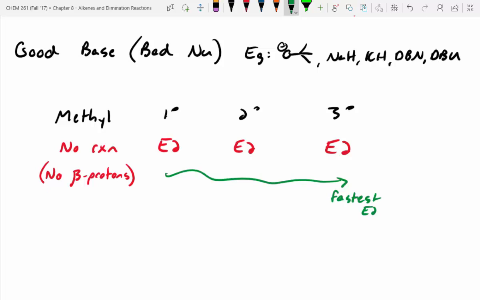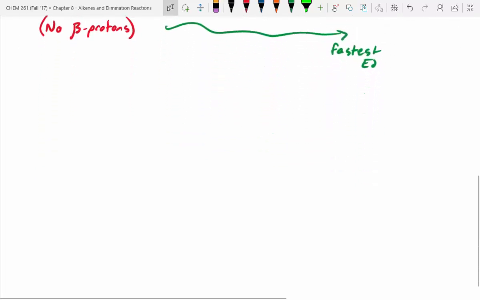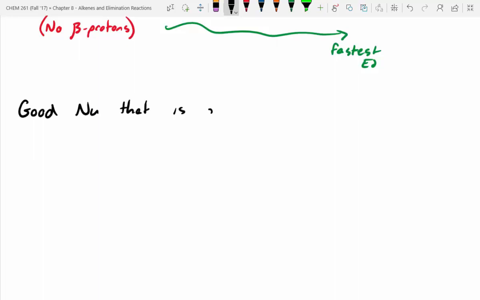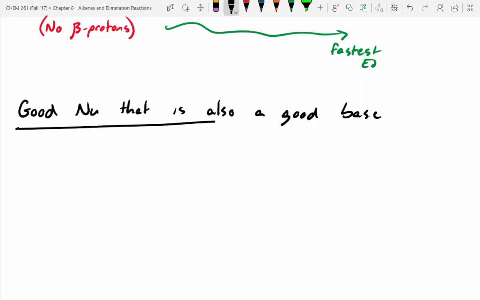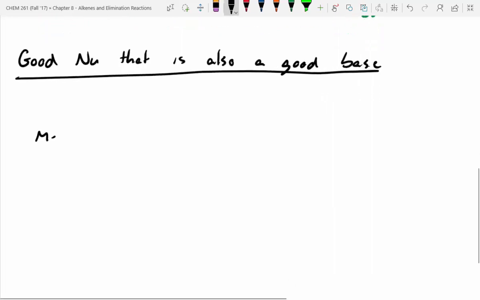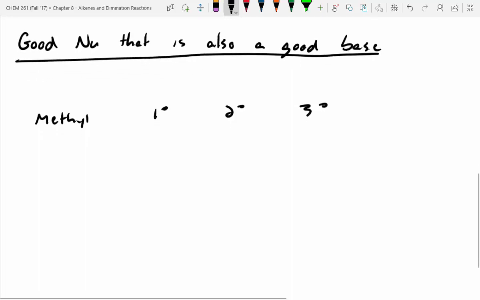Does that make sense? All right, now the tricky thing becomes, well, what happens if you have a good nucleophile that's also a good base, meaning it can do either or? All right, so same sort of thing. We'll say, all right, we've got methyl here, we've got primary here, we've got secondary, and we've got tertiary. If we've got a good nucleophile that's a good base, what do you think is going to happen if we have a methyl group with the leaving group on it? Just SN2. We saw it can't do E2 at all, so this one would be SN2 only.